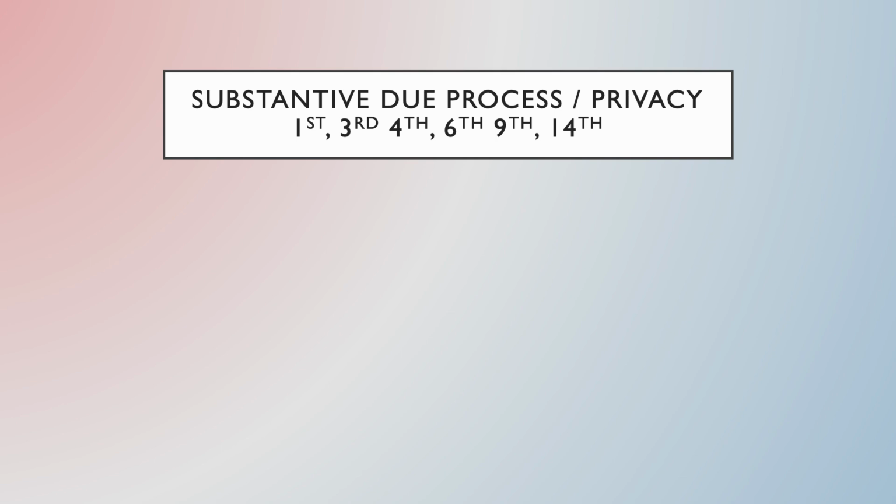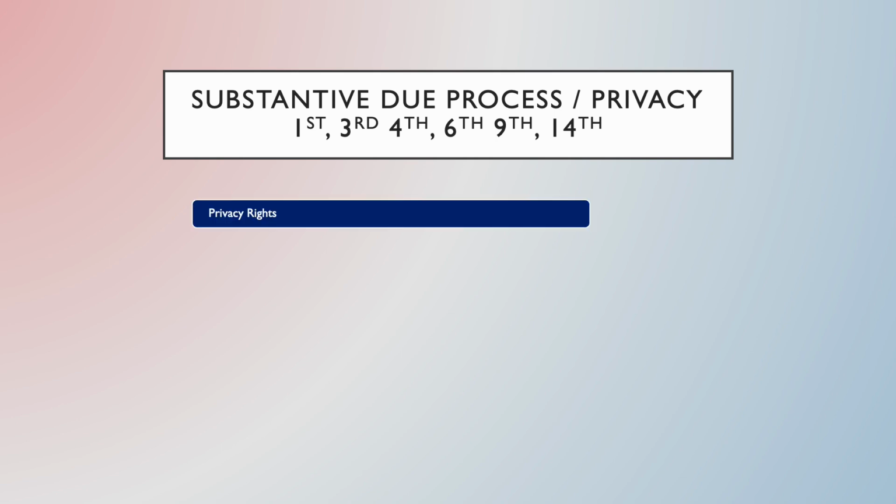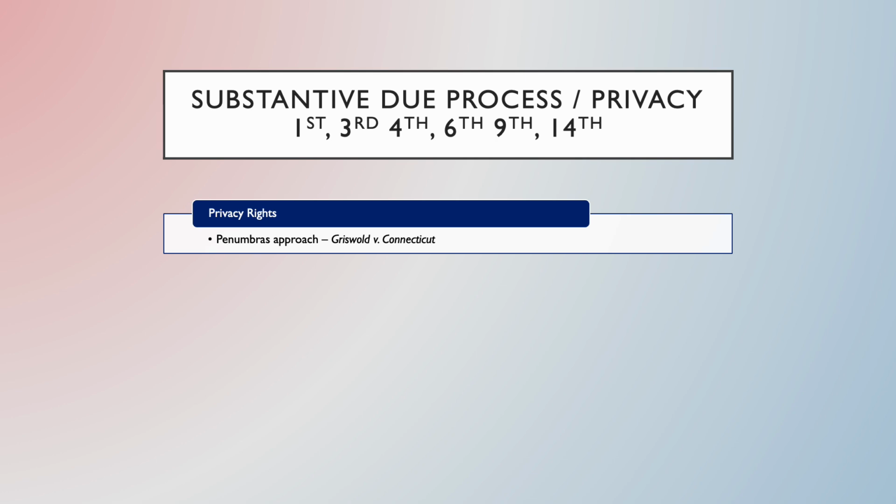There's also this idea of substantive due process, which is where we get into this idea of privacy rights. Now, privacy is not explicitly mentioned in the Constitution, but in Griswold versus Connecticut, which struck down an anti-contraceptive law that made it illegal for people to acquire contraceptives, the court argued that there are penumbras and emanations from the First, Third, Fourth, Sixth, Ninth, and 14th Amendment that implied a right to privacy.